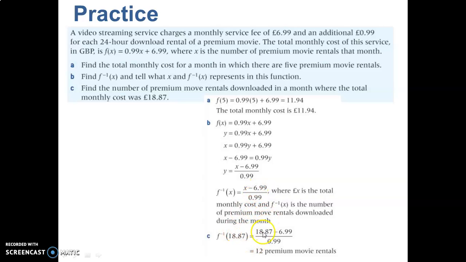Finally, we can put into the inverse function this cost now. So this function, if the original function found us the cost based on movies as the input, the inverse tells us the number of movies rented based on the cost. So the cost goes into the inverse function, and it gives us the number of movie rentals. It's doing the opposite function that the original one did. That's what an inverse does for us.